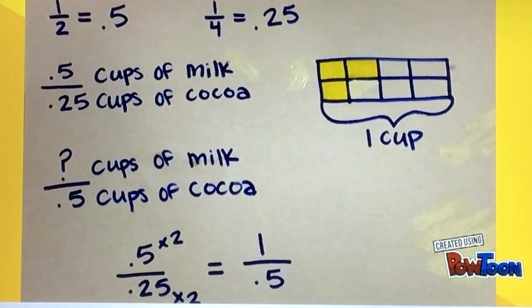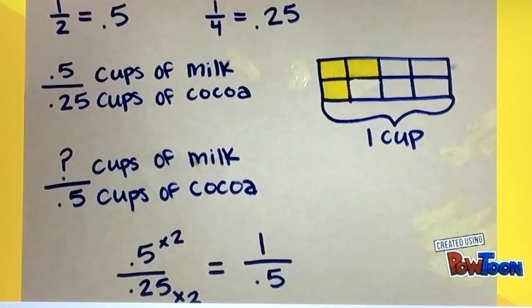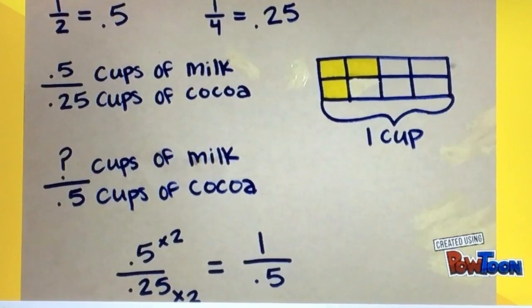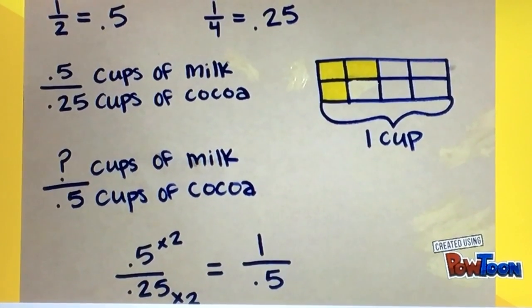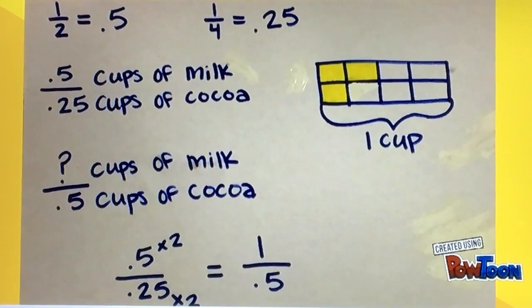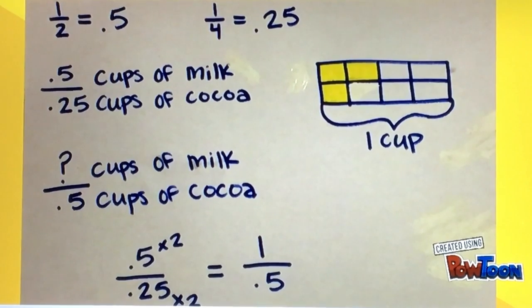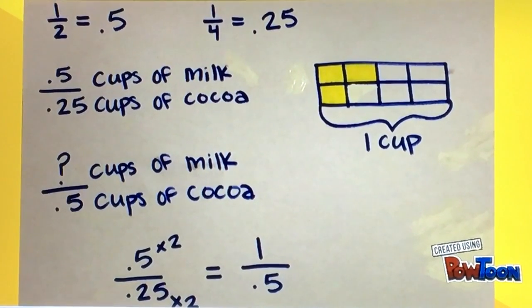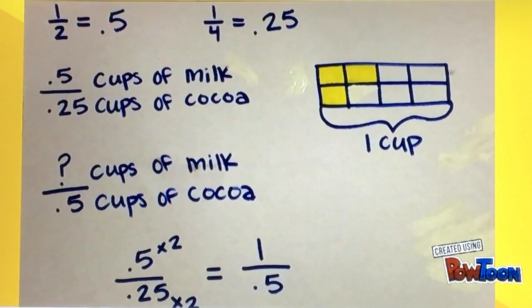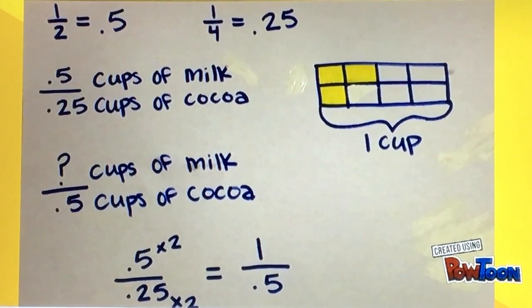We know that 0.25 doubled equals 0.5, or 1/2. Again, everything we do to the top, we need to do to the bottom. So since we did 0.25 times 2 to give us 0.5, we have to do 0.5 times 2 as well on the top. 0.5 times 2 gives us 1 whole.